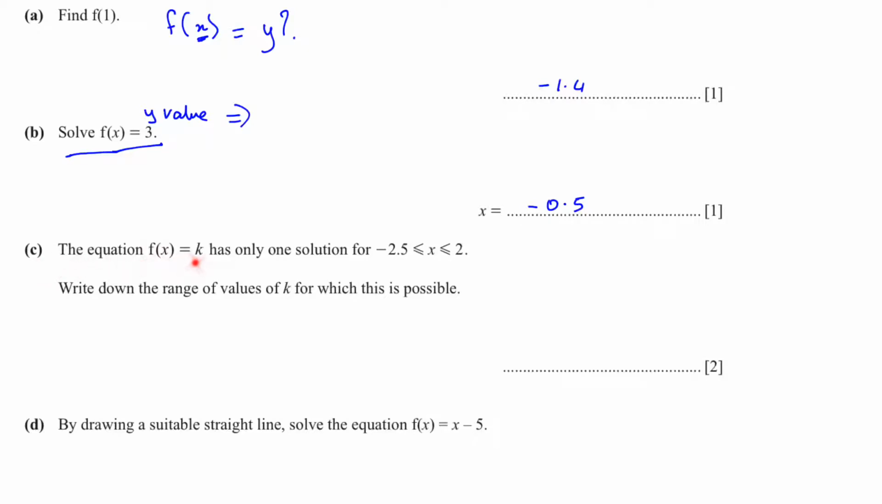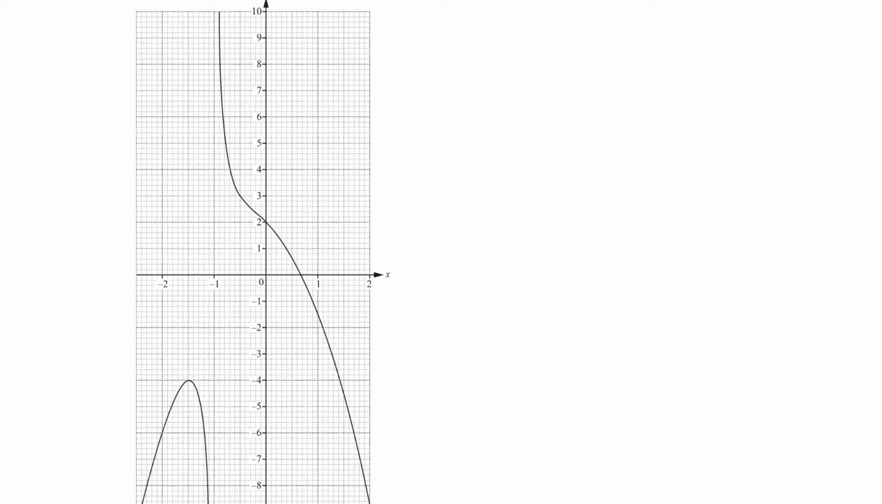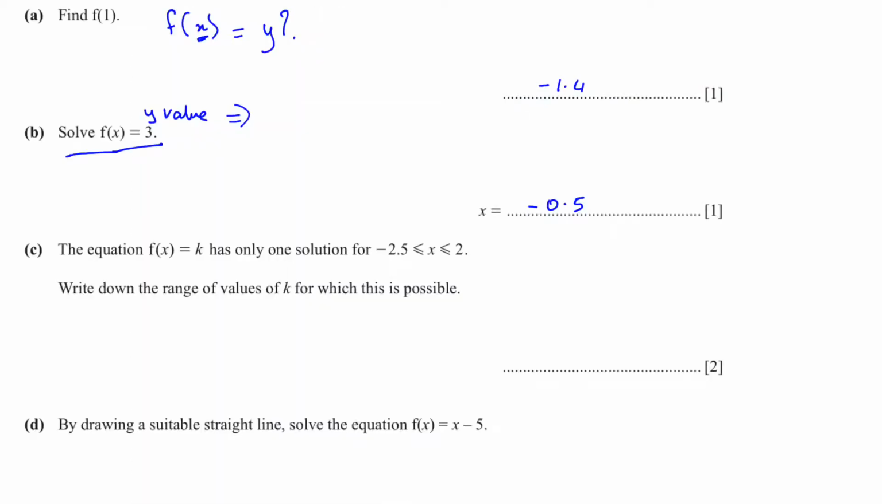C, the equation f of x is equal to k has only one solution for x value from negative 2.5 till 2. Write down the range of values of k for which this is possible. Again, we are going to look at the y values. Y is negative 4 is here. When k is more than negative 4, you have only one solution. There's only one place where the graph can be cut like that. But if it is equal to negative 4, you can cut the graph at 2 places. Less than negative 4, you can cut the graph at 2 places. Therefore, the answer is k is less than negative 4.